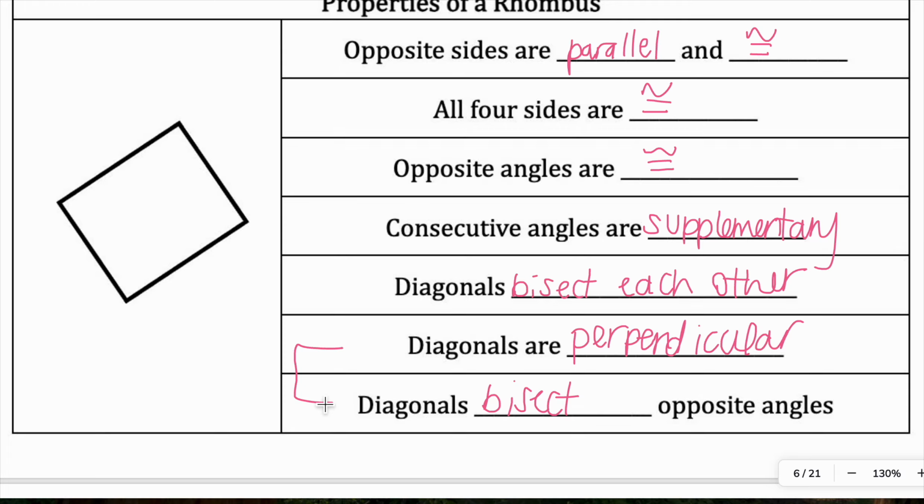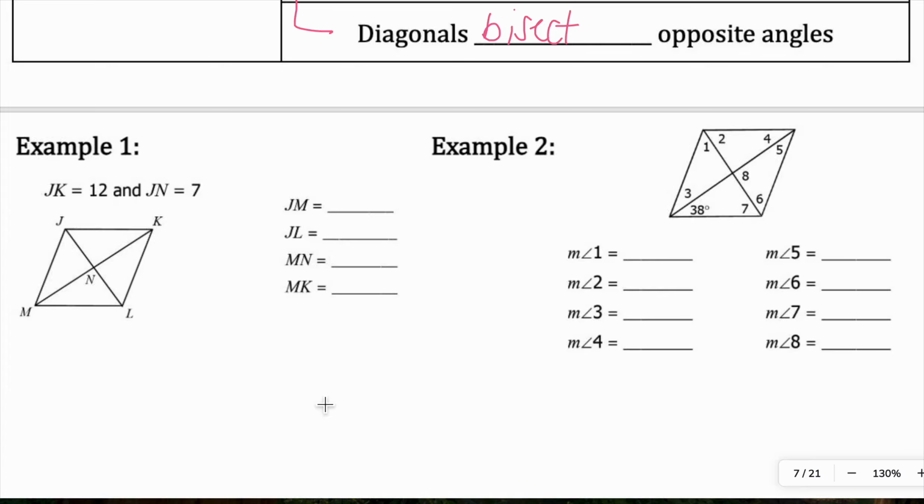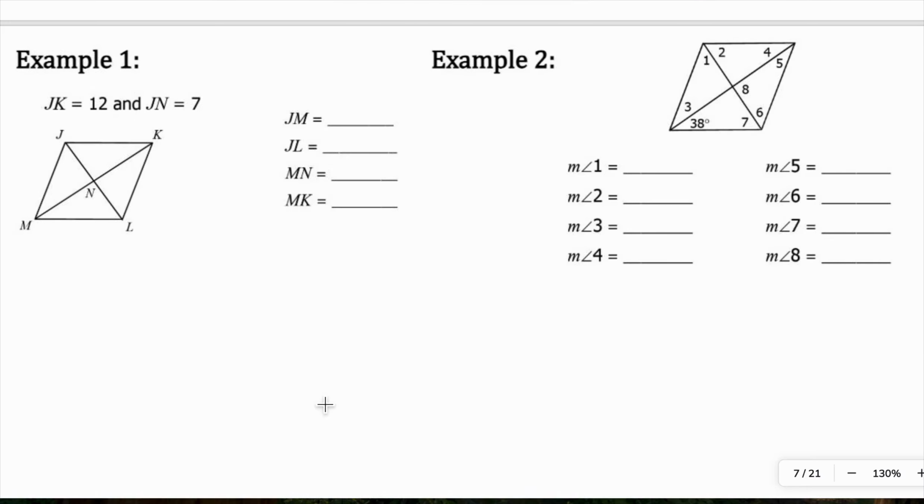So what we're going to do is take all this information and apply it to some missing sides and angles of some rhombuses, or rhombi. For example 1, we're going to look at if JK is 12 and JN is 7. How can I figure out all the missing pieces? Well, I know a rhombus has 4 matching sides, so if JK is 12, then JM would also be 12. And then JL is the diagonal, so we'll talk about that in a second.